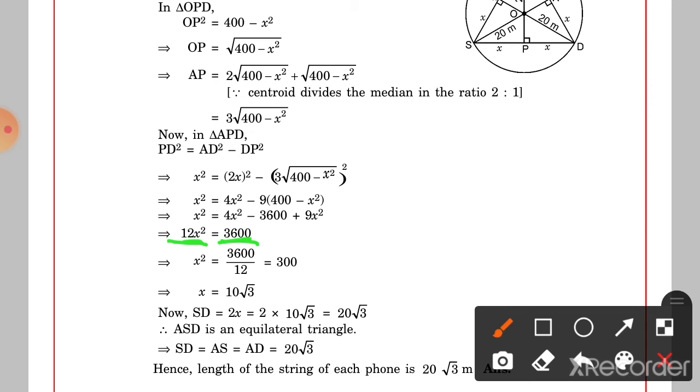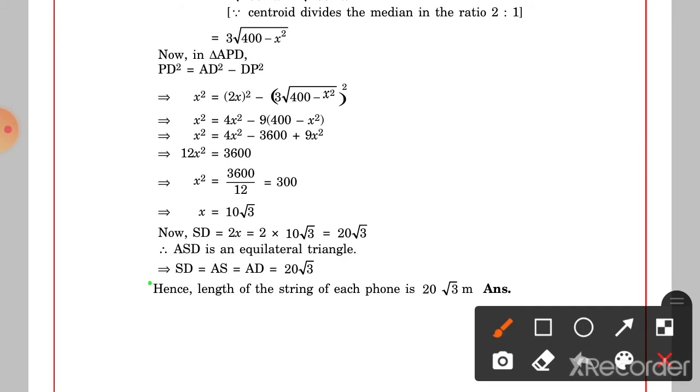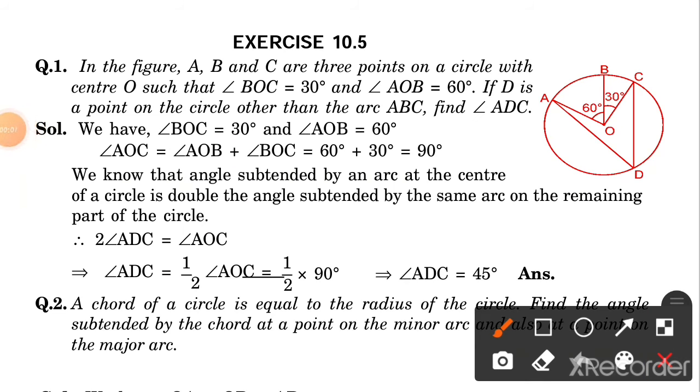So x square is equal to 3600 divided by 12. It means it is equal to 300. So the square root of 300 is 10 root 3. So the value of SD is equal to 2 multiplied by x, which is equal to 20 root 3, and A, S and D are at equal distances from each other. So the distance between them is 20 root 3.